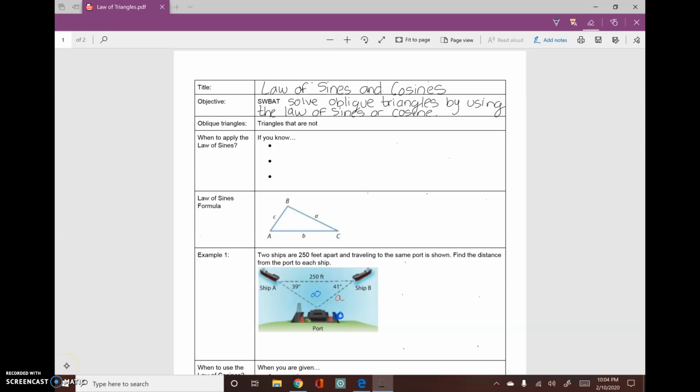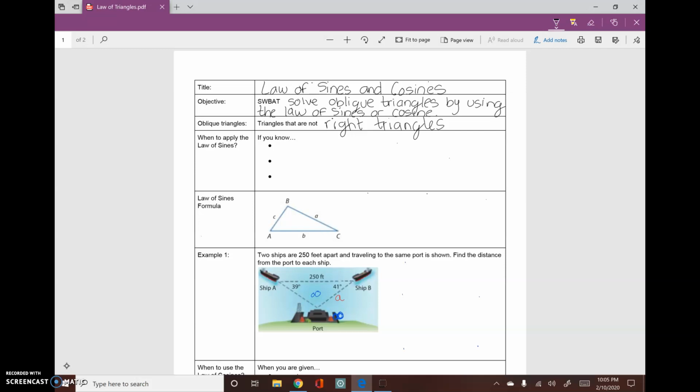Okay, so today we're going to be doing the law of sines and cosine. Our objective is students will be able to solve oblique triangles by using the law of sine or cosine. So what are oblique triangles? Oblique triangles are triangles that are not right triangles. And that would help you out. So if they're not right triangles, you're going to be applying either the law of sine or law of cosine.